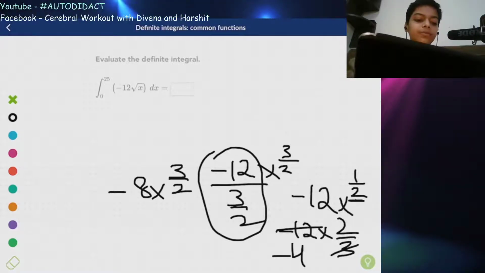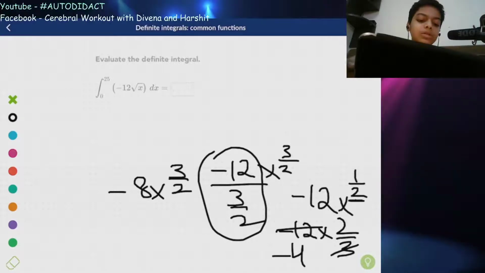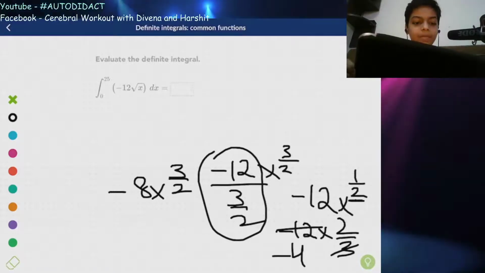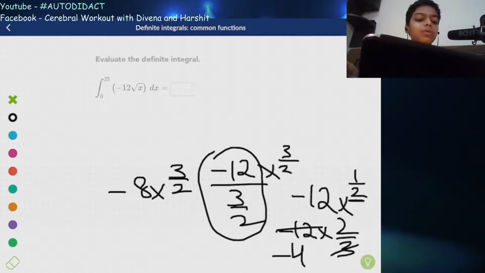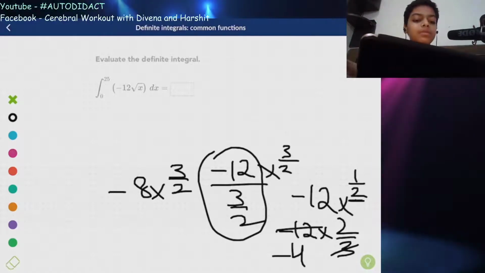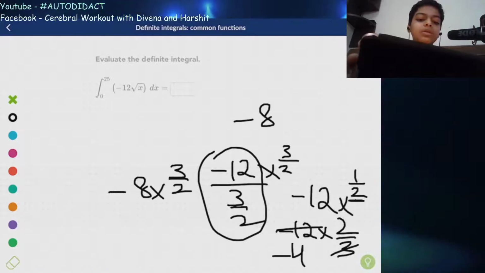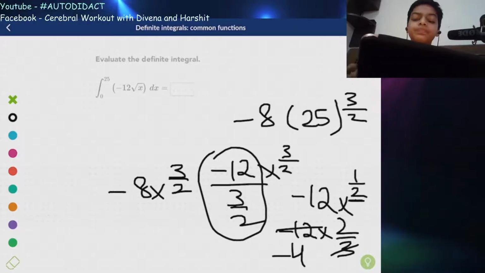Okay, we want to find it from 0 to 25. So let's evaluate it at 0. 0 to anything is just equal to 0, and times anything is just 0. So this will basically be the integral of only 25. So this will be negative 8 times 25 to the 3/2 power.